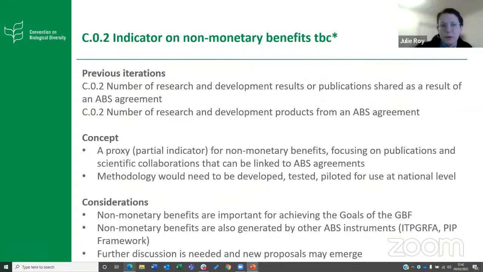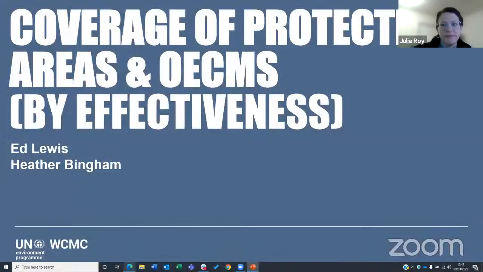And so this is perhaps the indicator where the concept is less developed at this stage. So we're hoping to see further discussion on this and perhaps new proposals in the next process. And I think that's it. Next slide, please. Yes, there we go. Thank you. Happy to hear any questions from you as well on this.